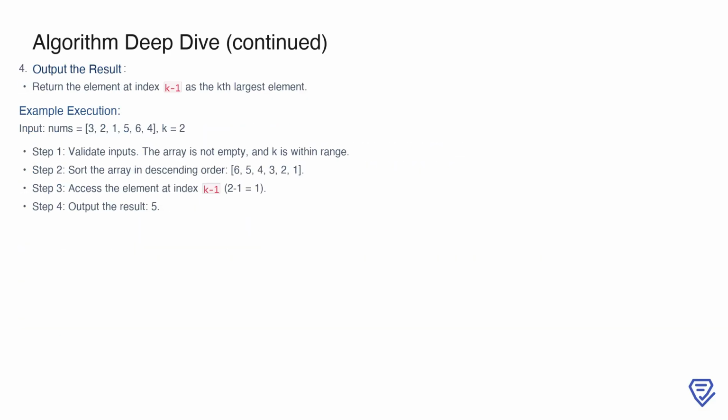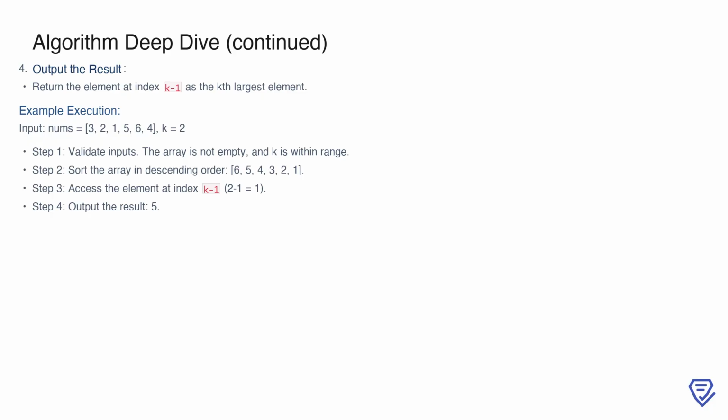After sorting and identifying the kth element, the final step is to output the result. For example, if we're given the input array 3, 2, 1, 5, 6, 4, and k equals 2, we begin by validating the inputs. The array is not empty, and k is within the valid range of 1 to the array's length, so we proceed.